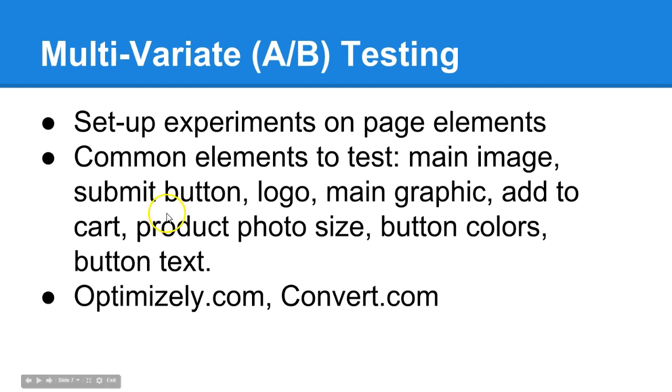So I'm going to show you how to do a quick little A/B test. But real quick, the things that companies commonly A/B test are the main image, the submit button, your logo, the main graphic on the site, the add to cart button, the product photo size, the button colors, button text, and a tool like Optimizely. There's another one called Convert.com. They also do a very similar thing.